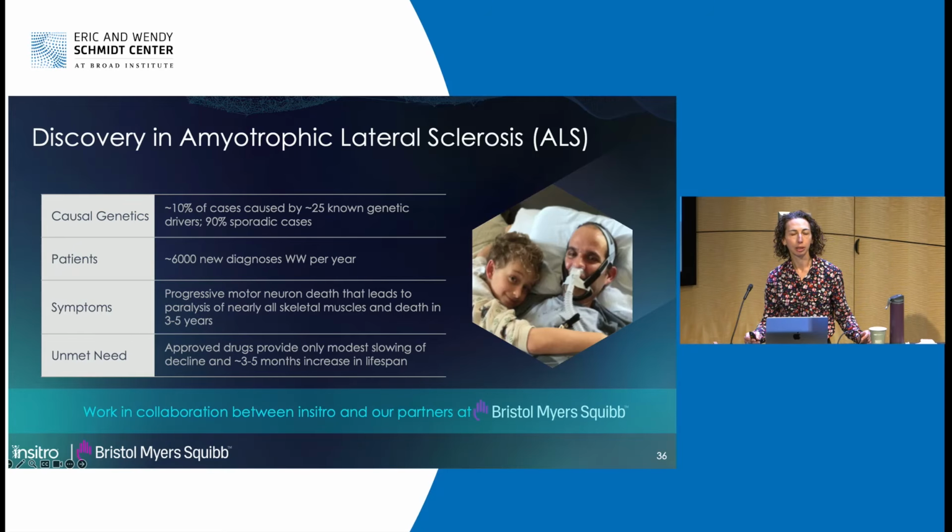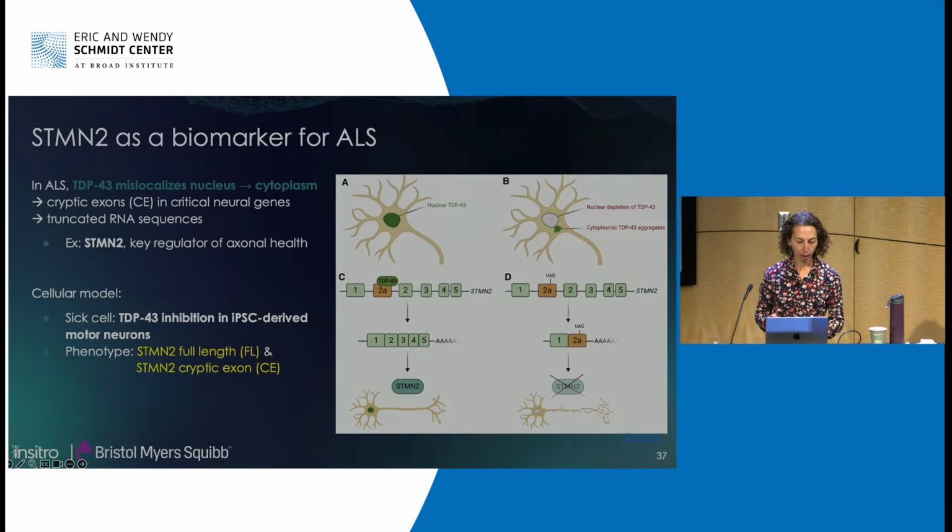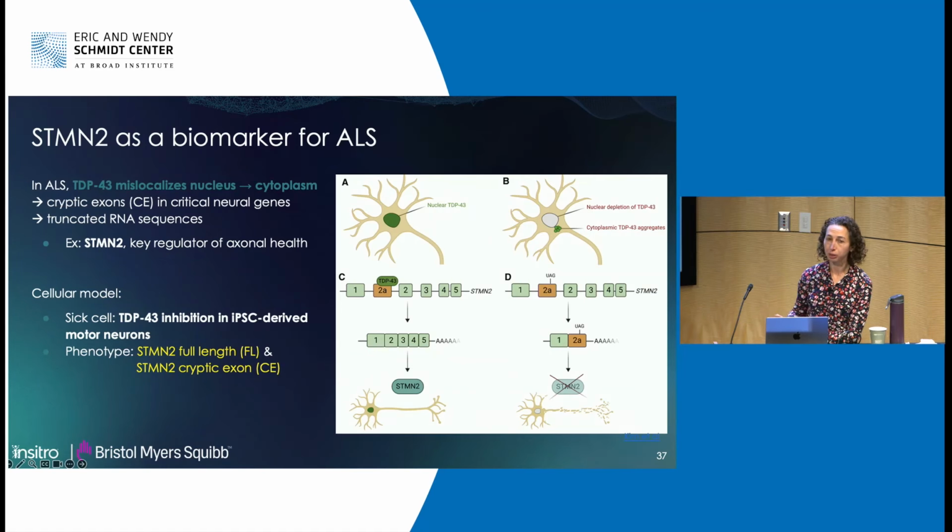And here we're going to ground the discussion in another one of our pipeline projects, which is ALS. ALS is a deadly disease that progressively kills motor neurons. And the work that I'm going to talk about here is in collaboration with Bristol Myers Squibb. A key pathology of ALS is the mislocalization of the protein TDP-43 from the nucleus to the cytoplasm.